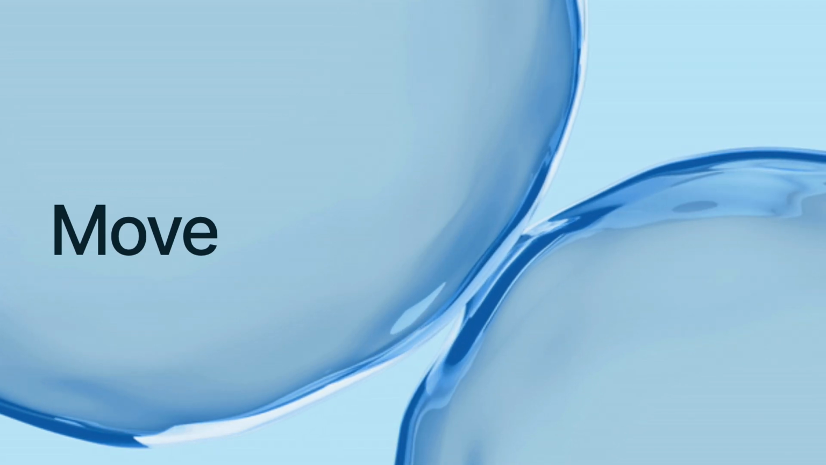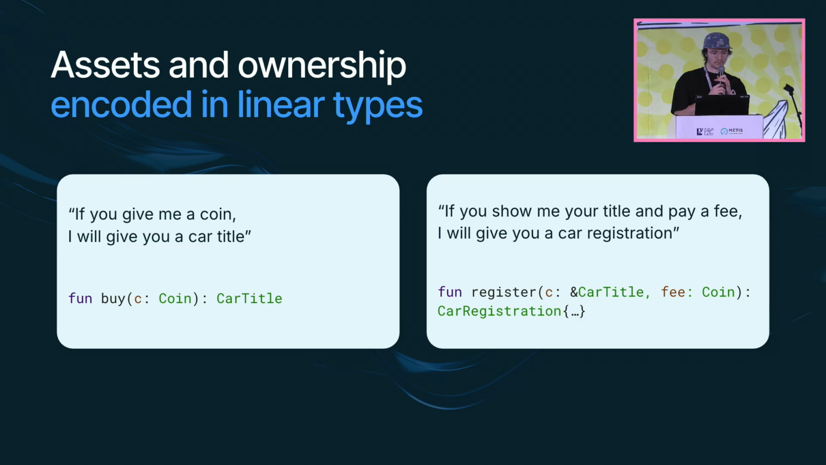Okay, so the Sui object model, that's the mindset you need to have and you need to understand when developing on Sui. And then we have Move, the smart contract language. So I'm going to show you how this Sui object model is then translated into the code. So we have this buy function here.